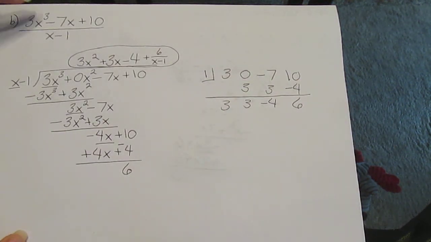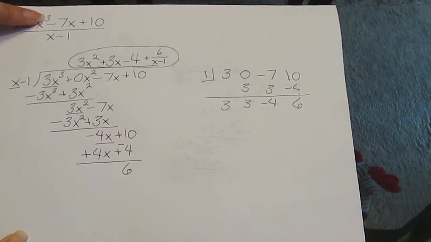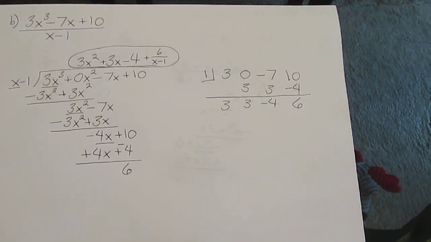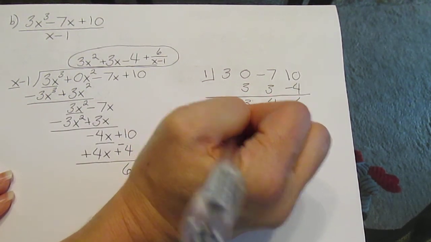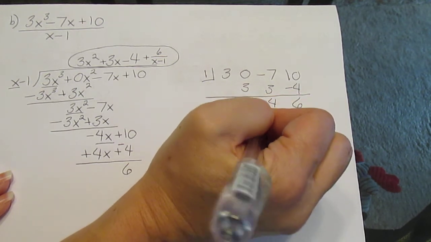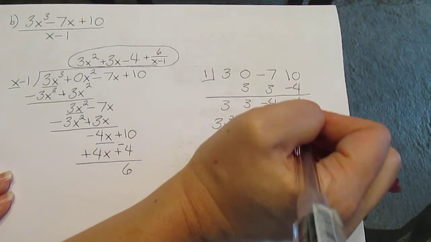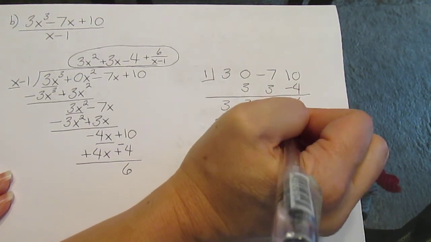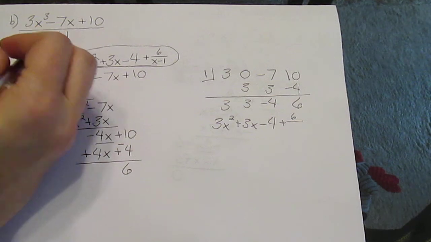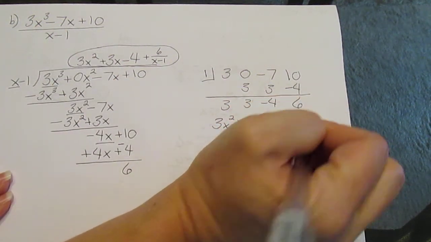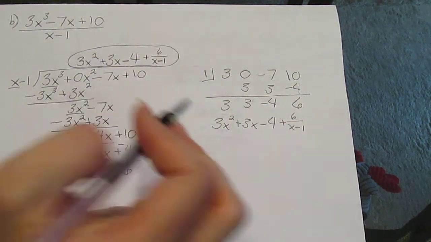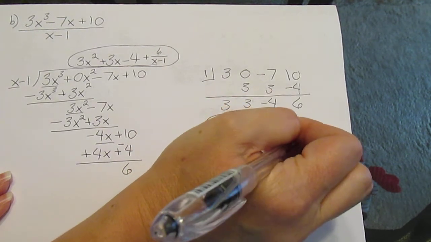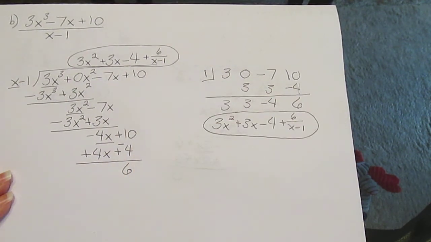Okay, and remember we're going to start with one less degree. So we had degree 3 in this problem, so we're going to start with degree 2. So we've got 3x squared plus 3x minus 4. And then we did have a remainder in this one, so we'll just put plus 6 over whatever your divisor was, x minus 1. And let's just compare. Good, we got the same answer. We should, right? Two different methods, same answer. Okay, so now try out the ones in your homework and let me know if you have any questions.